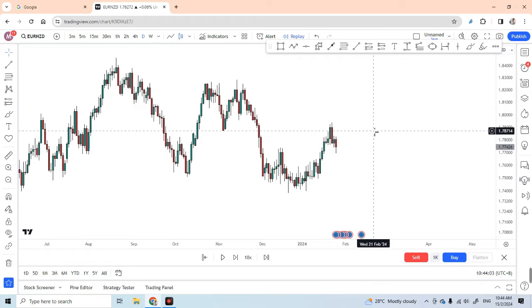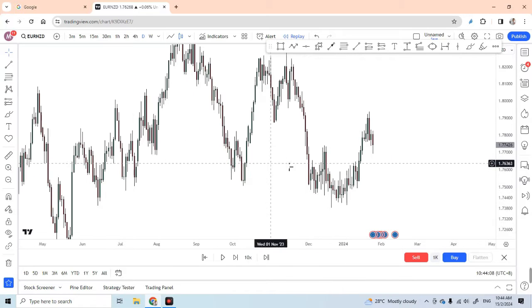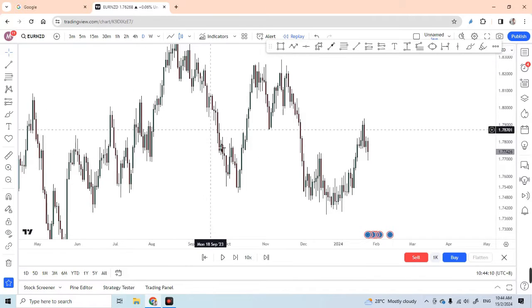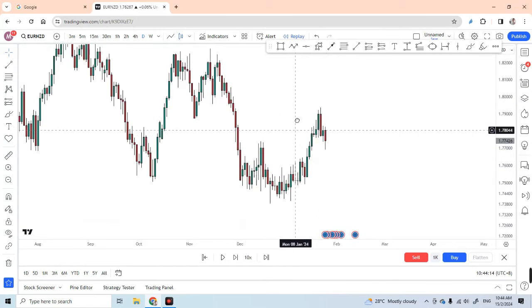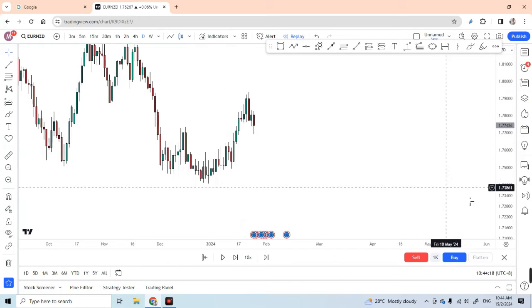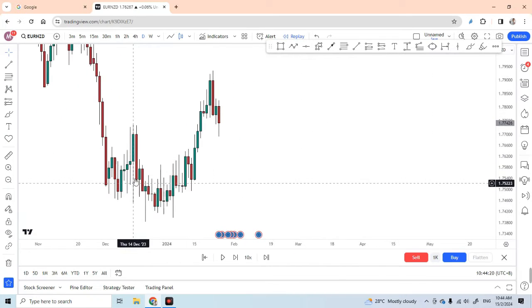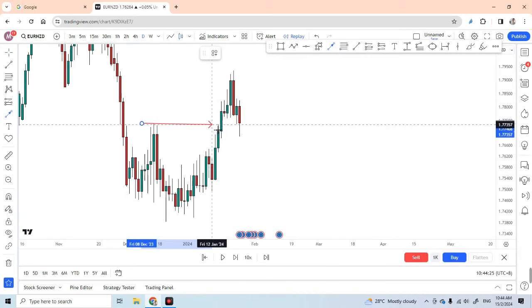Now let's look at this area at this moment. If you look at it, the overall trend has actually turned downtrend, right? The price has broken the structure, it has gone downtrend. Now the price at this moment went uptrend again, because it has broken the structure right here.